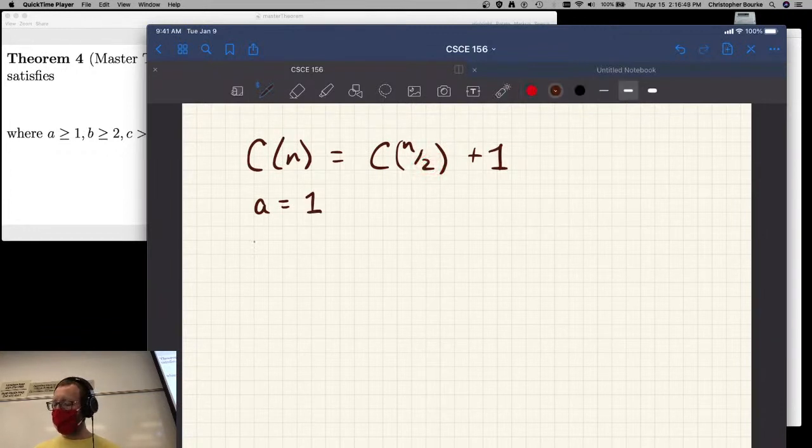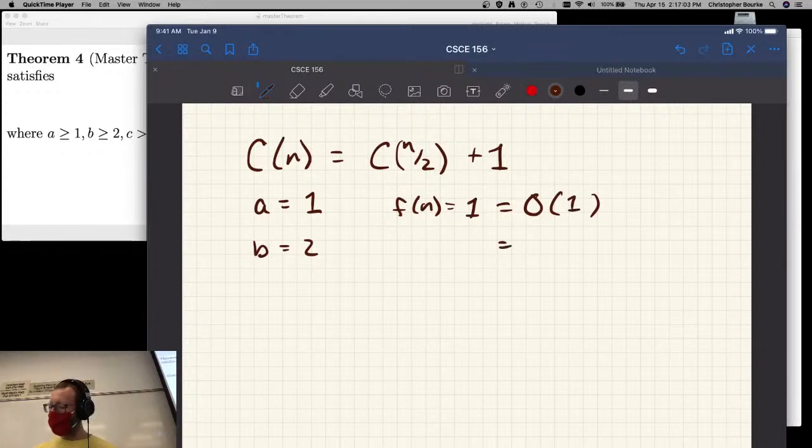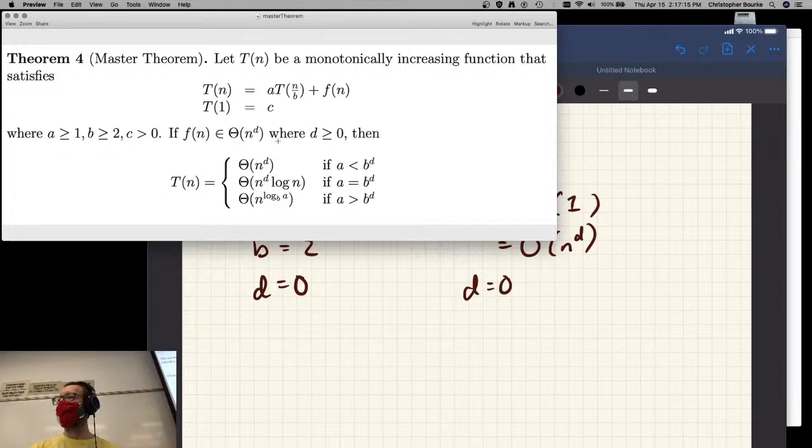At this point, it's just plug and chug. 2. Except, what is our f of n? Our f of n is 1. How would you characterize that using big O analysis? 1. Which is, if I have n to the d, what would my d be then? d is 0. It's perfectly fine and valid to have 0 for d. Over here, d is greater than or equal to 0.